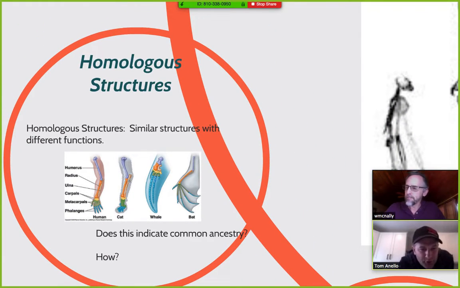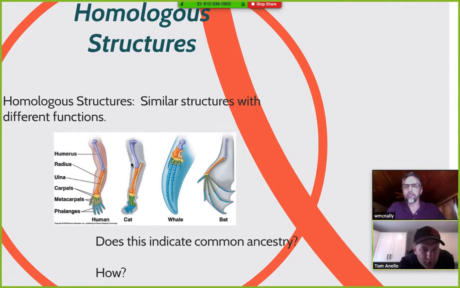If you look at the human arm, the cat front paw, the whale's fin, and the wing of a bat, you can see they're all built very similarly. You have one bone at the top, the humerus, attached to two bones, and then attached to many bones. All right, and that's the same in every single structure here. One bone attached to two, attached to many.